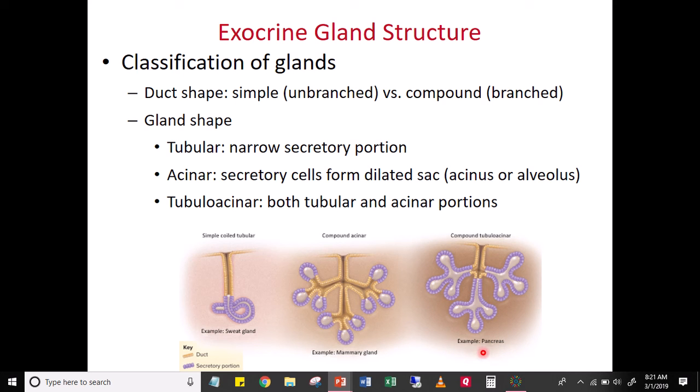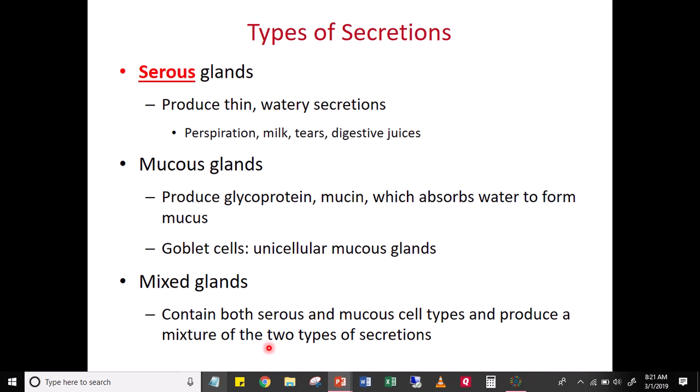We can find tubuloacinar in the pancreas. We find lots of compound acinar in the mammary glands. And then the simple coiled tubular is by far the most common. When we think of our sudoriferous, or sweat glands, they are very frequent within the epithelium of our bodies.